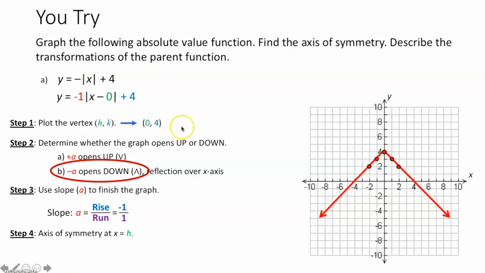Next, find the axis of symmetry. x equals h. What's h? That would be 0. So our axis of symmetry is x equals 0. That's the equation of the vertical line that chops your graph in half. Next, what are the transformations of the parent function?